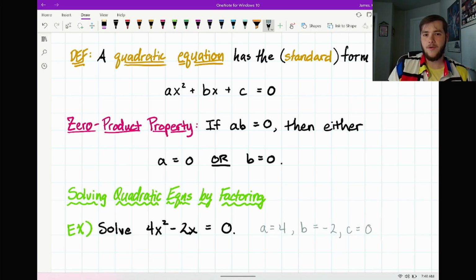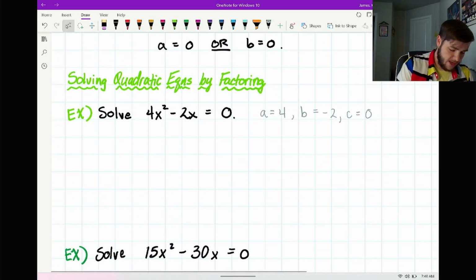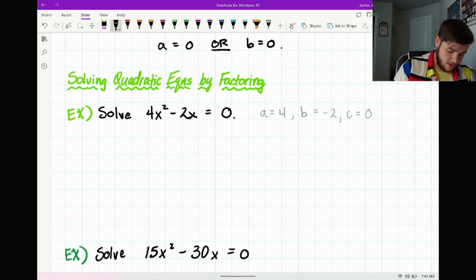So, how do we use factoring to solve it? Well, let's start by factoring. Notice that both of these have a common factor of 2x. So I can write this as 2x times, I'll be left over with 2x, and -1 equal to 0.